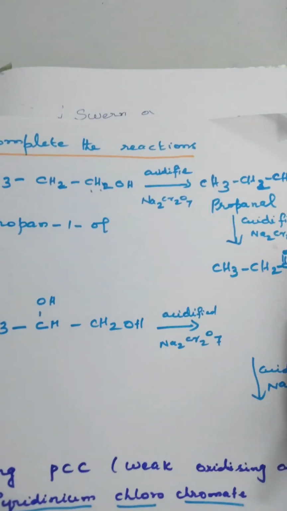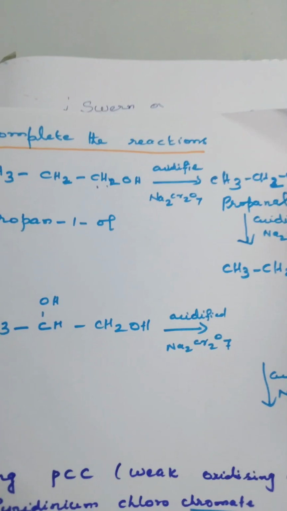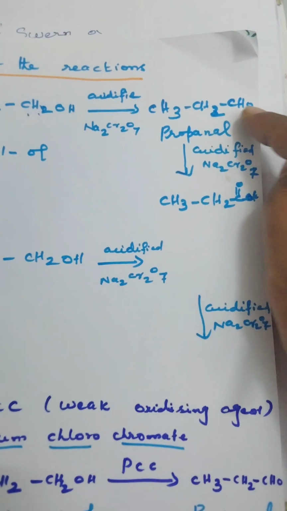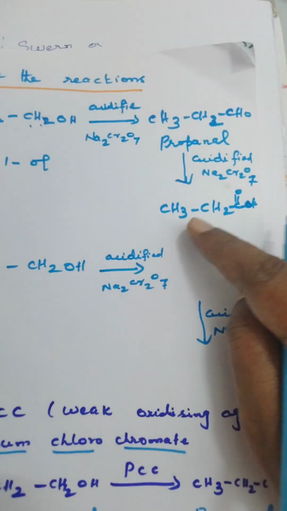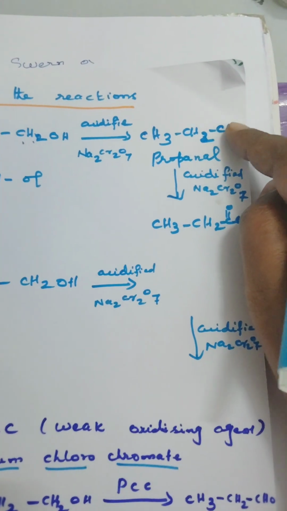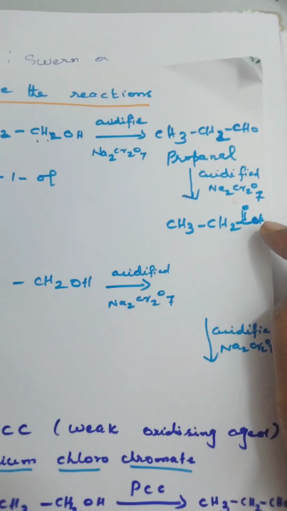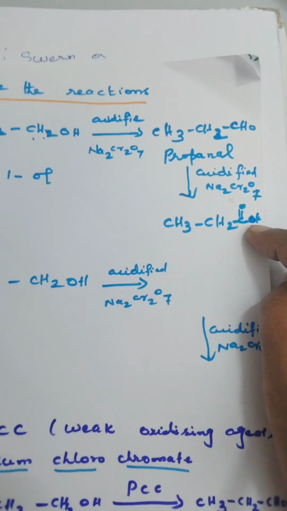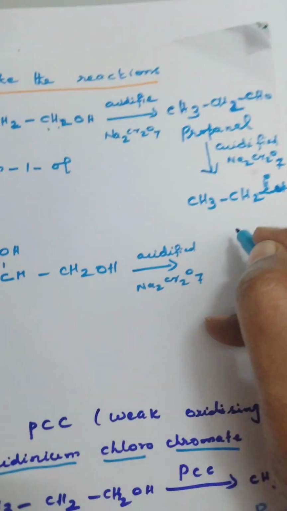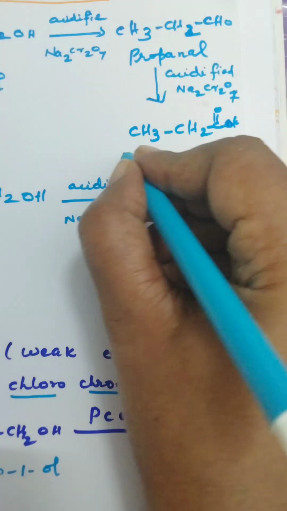CHO group becomes COOH. Here there is no removal of the hydrogen. There is addition of oxygen. CH3, CH2, C double bond O, OH. CHO group has one C, 1 H, 1 oxygen, and it becomes COOH with 2 oxygen atoms. So here addition of oxygen, earlier removal of hydrogen. So what is the name of this compound? It is called propanoic acid.